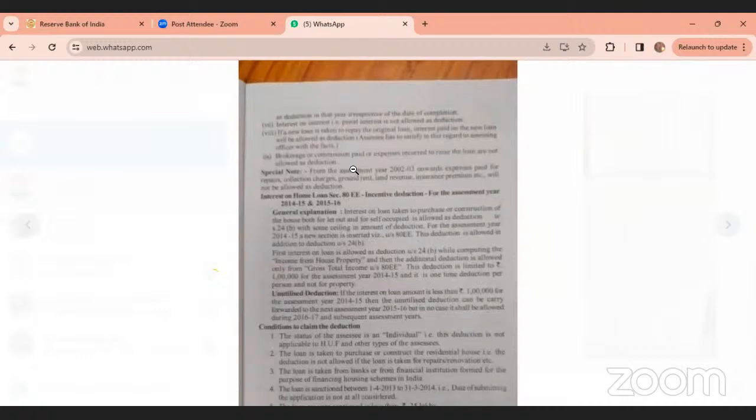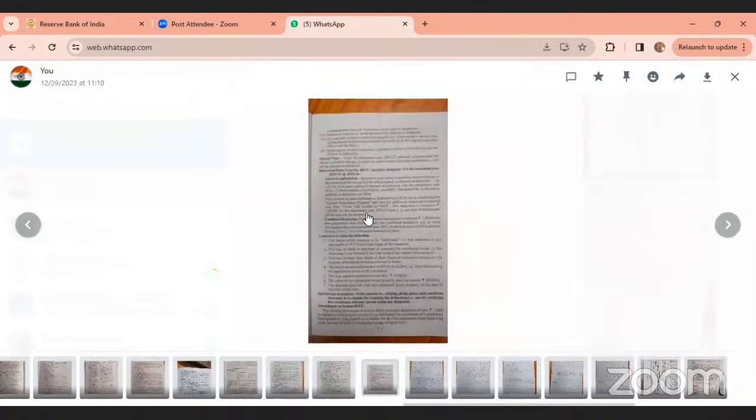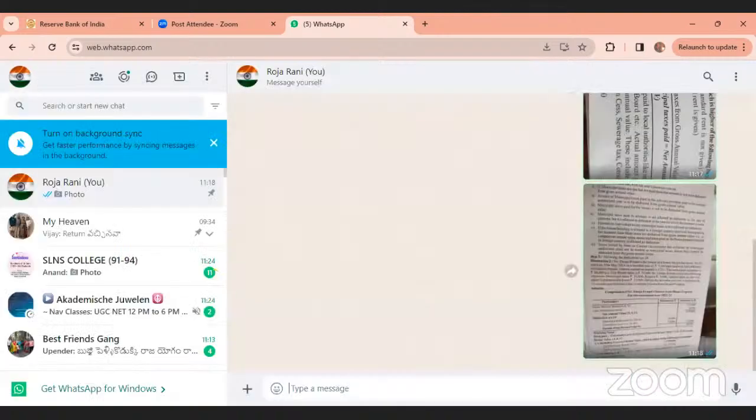That means what? If you pay brokerage or any commission to the bank to take the interest loan, that brokerage and commission is not considered as interest on loan. So that one does not come under deduction under section 24B. This is the procedure for calculation of 24B. That one is interest on loan. Okay.